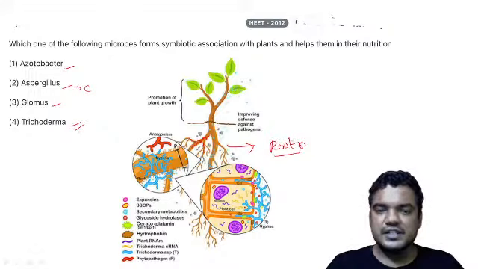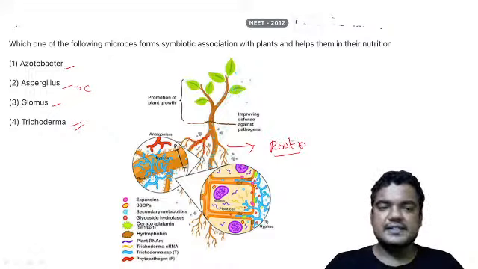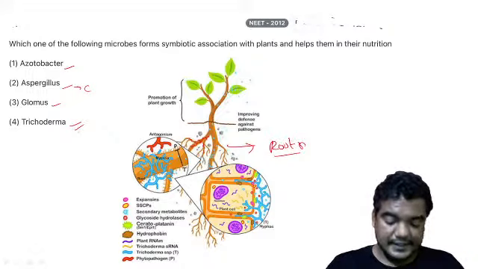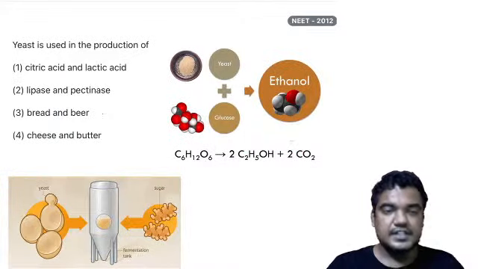The roots get more minerals and water because of this microbe. So because of this, the plant gets more nutrition. At the same time, with the help of the plant, the microbe gets carbohydrates. So the right answer for this one is Glomus. Now let us move to the next question.